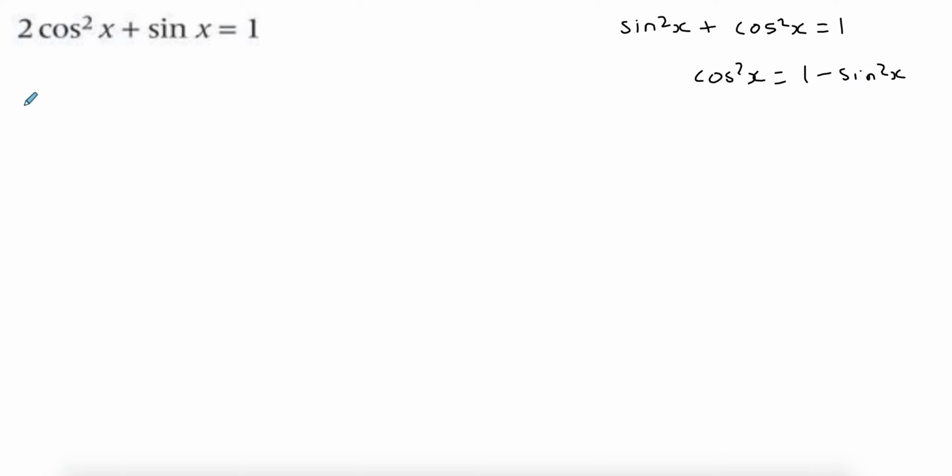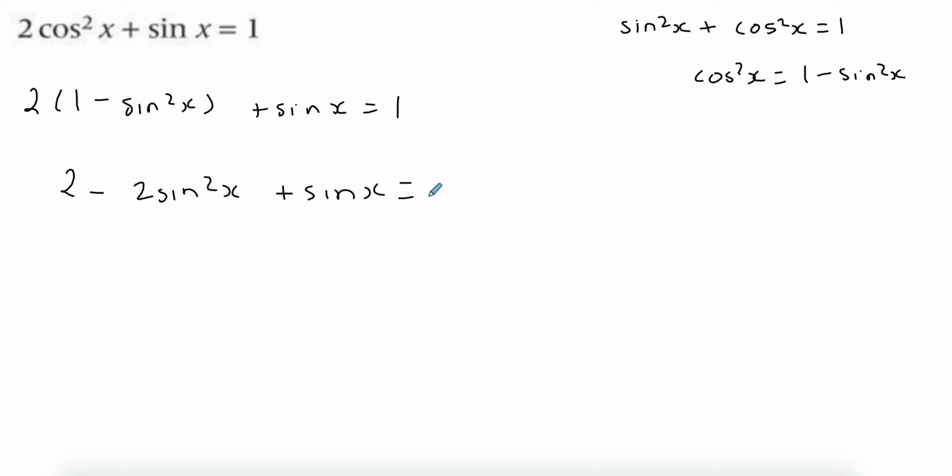So what I can do is just replace it here. So 1 minus sine squared x plus sine x equals 1. I can expand this and simplify. So when I expand and simplify, I will get 2 minus 2 sine squared x plus sine x equals 1. Rearrange it to, you can guess what's going to happen when you have something squared and then sine x, so we're back in the first situation.